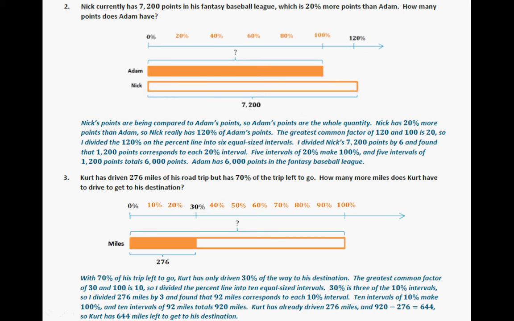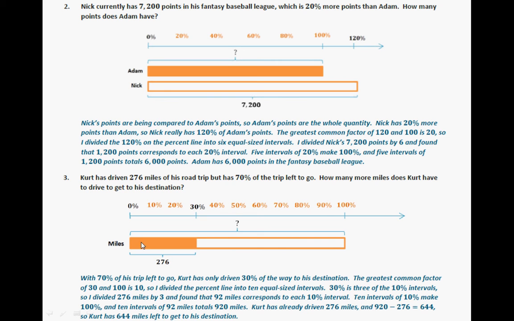All right, and here is number 3. Kurt has driven 276 miles on his road trip, but has 70% left to go. So that means he's completed 30% of his trip, so that equals 276. Well, what is the common factor between 70% and 100%? Well, that would be intervals of 10. So splitting it up into intervals of 10, how many intervals are in 276? Well, that would be 1, 2, 3. So you're going to divide 276 by 3. That should give you an answer of 92 miles.